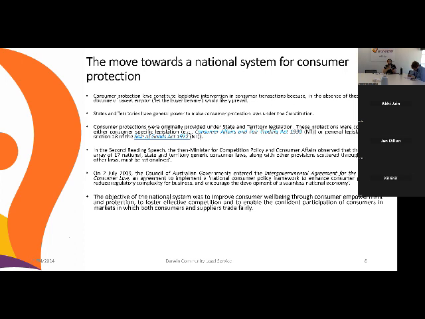Now, originally, consumer protections were provided under state and territory legislation. So in the NT, we have the Consumer Affairs and Fair Trading Act. So that was originally where consumer protections were in the Northern Territory legal system. There are also general protections or legislative protections that were provided in other legislation.